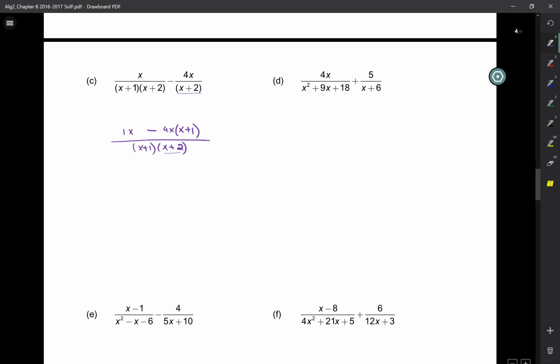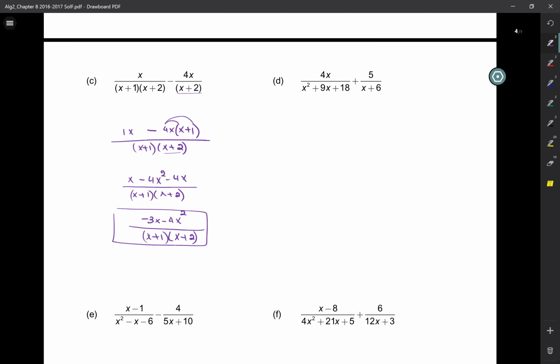Okay? So now that's x minus 4x squared minus 4x all over x plus 1, x plus 2. So what is this now? Negative 3x minus 4x squared all over x plus 1, x plus 2. Questions?